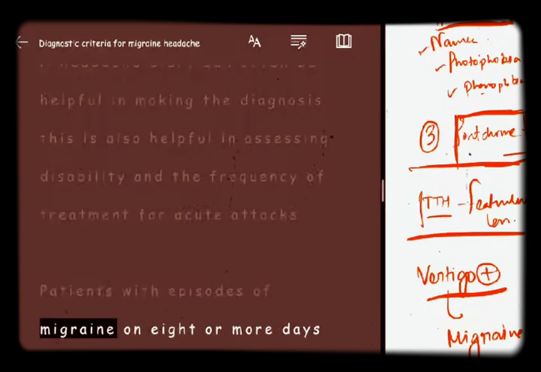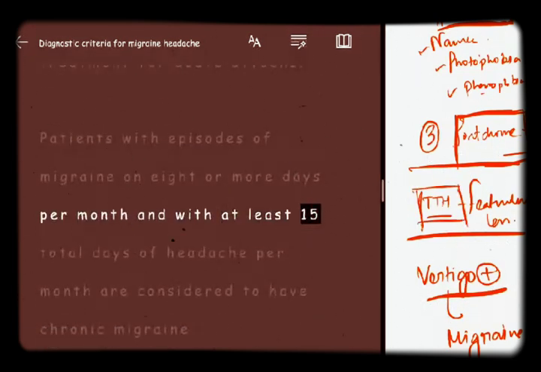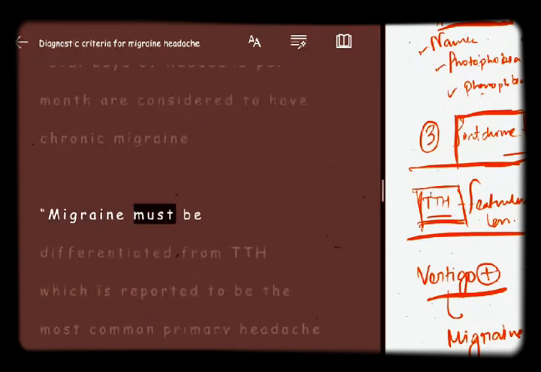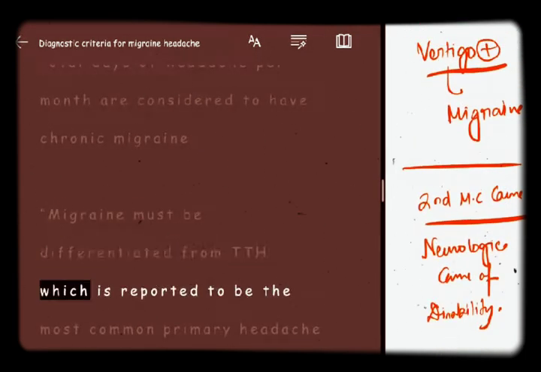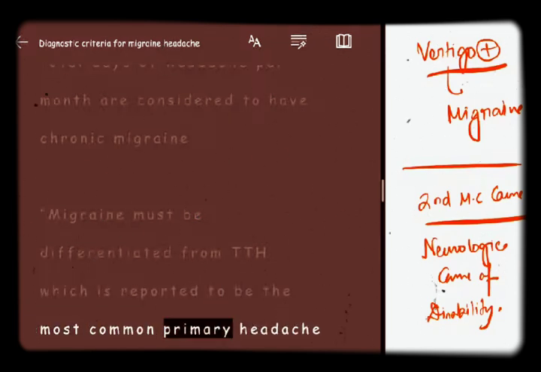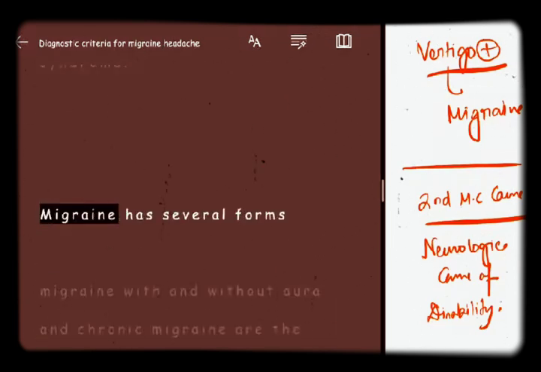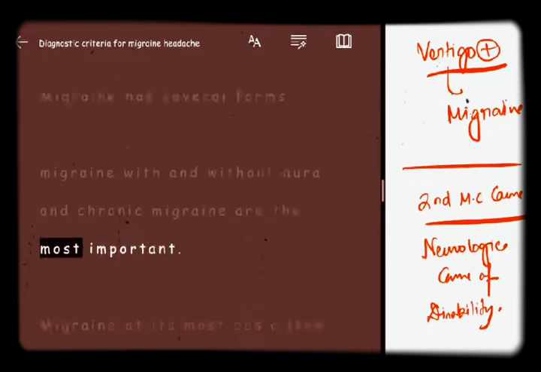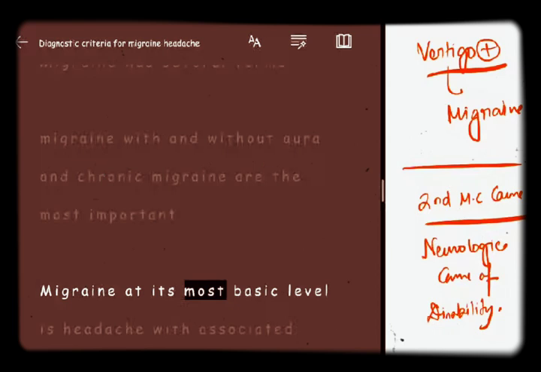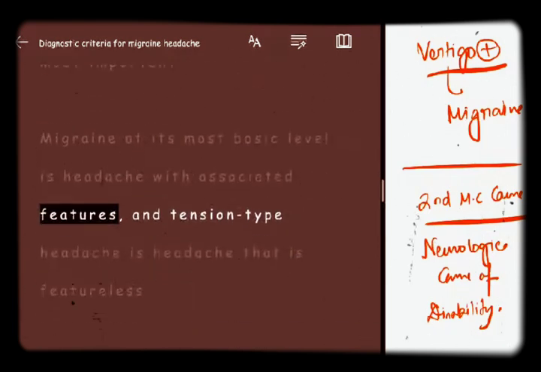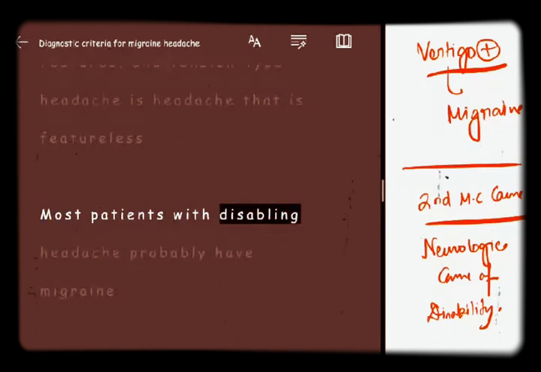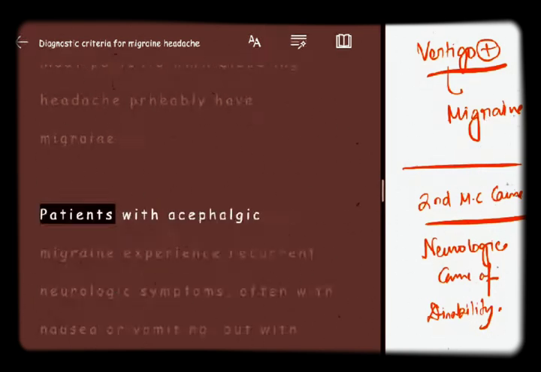Patients with episodes of migraine on 8 or more days per month and with at least 15 total days of headache per month are considered to have chronic migraine. Migraine must be differentiated from TTH, which is reported to be the most common primary headache syndrome. Migraine has several forms. Migraine with and without aura and chronic migraine are the most important. Migraine at its most basic level is headache with associated features, and tension-type headache is headache that is featureless. Most patients with disabling headache probably have migraine.